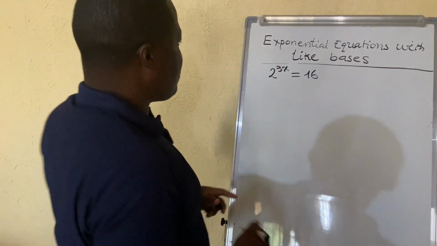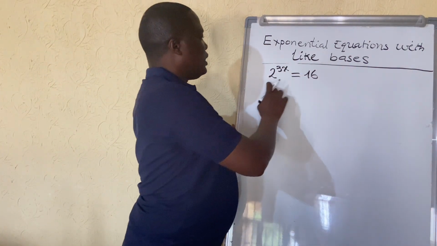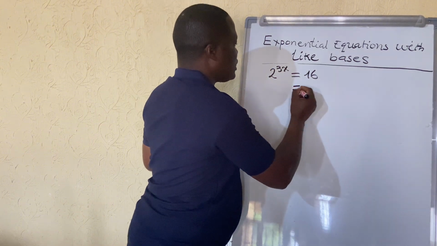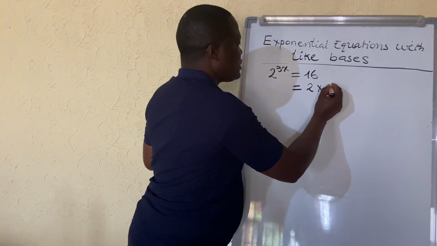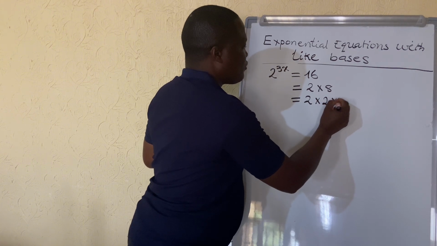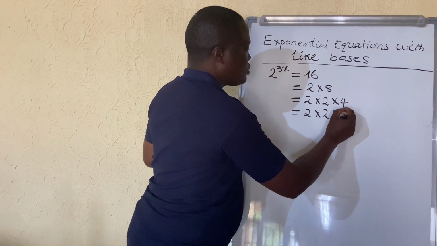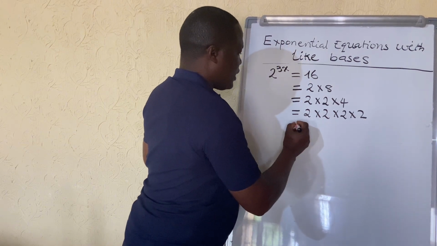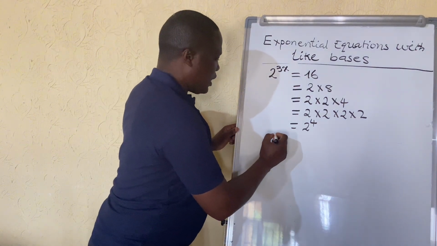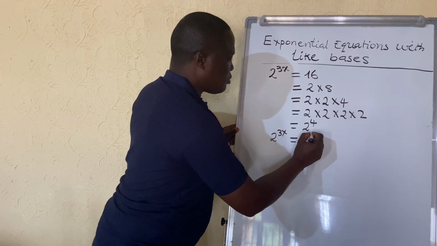So our third example here is 2 raised to the power 3x is equal to 16. Again, 16 is a power of 2. So we write this as equal to 2 times 8. This is equal to 2 times 2 times 4. This is equal to 2 times 2 times 2 times 2, and we write this as 2 to the power 4. So we shall write 2 raised to the power 3x is equal to 2 raised to the power 4.